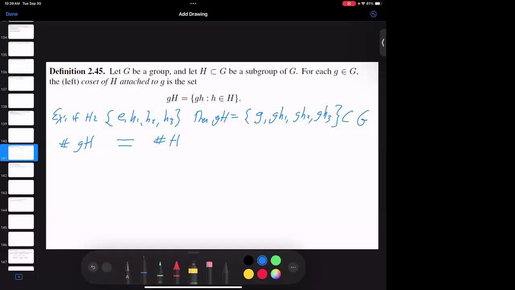We know the identity element is in H. If h1, h2, and h3, if none of them are g inverse, then gH won't contain the identity. So usually this is not going to be a subgroup. Okay. So I don't expect to necessarily have a group homomorphism between the two. So it would be a little bit weird, but they do have the same number of elements.